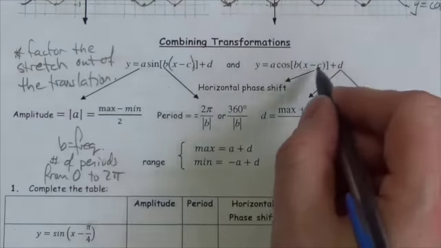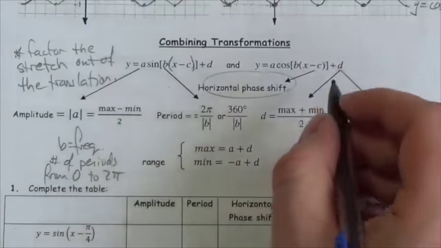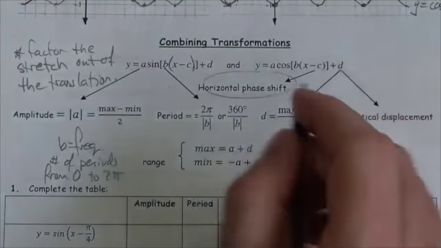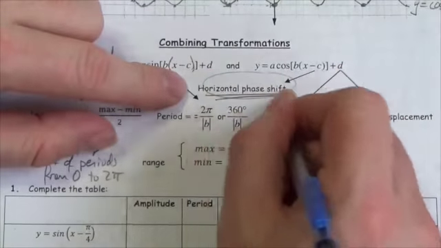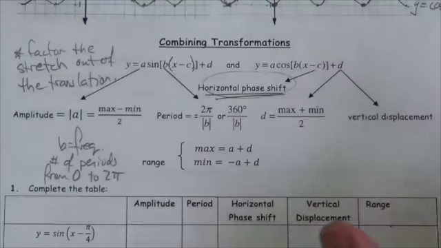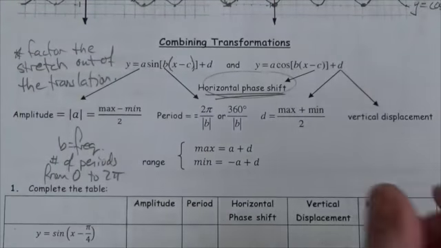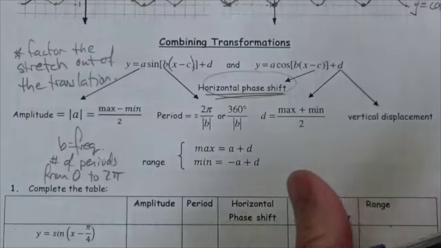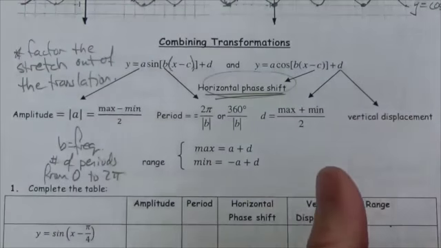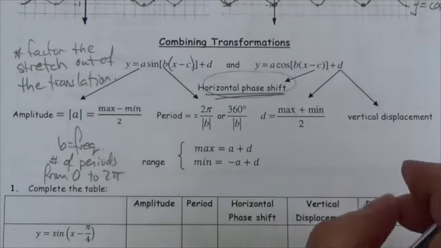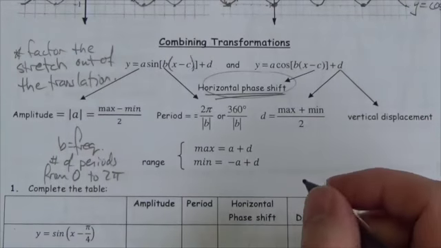Our c value is a horizontal phase shift. Now, this is the one that requires the most work. This is the one that can be the most confusing. And as we go through the examples here in a little bit, you're going to see that. Okay, you're going to see how this one requires essentially the most thought, the most deliberate action to get that to work out properly.